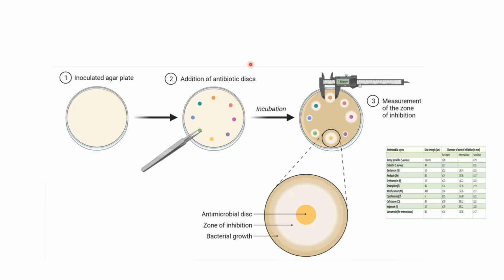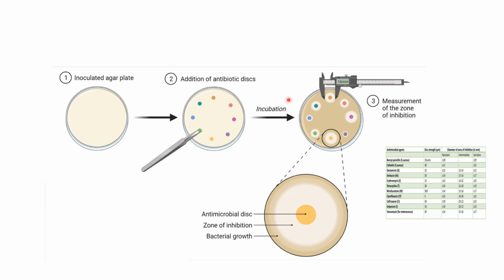In the Kirby-Bauer disc diffusion method, first we will take the Mueller-Hinton agar plate. To this Mueller-Hinton agar plate, we will lawn culture the test organism, and after lawn culture, we will add the antibiotic disc. Depending upon the organism, the selection of the antibiotic disc will vary. After adding the antibiotic disc to the Mueller-Hinton agar, we will incubate the plate at 37 degrees Celsius for 16 to 18 hours or overnight.